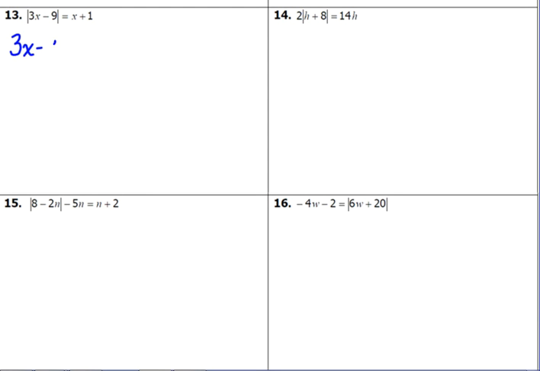So the first case is just like what we've previously been doing, okay? We just drop the absolute value bars and we keep everything the same. Now, for the second case, we have two terms on the right side. It's not just a constant, so when we change the sign, we need to change all the signs on the right side. Now, not all the signs in the problem, but all the signs on the right side. So we're going to set it equal to negative x minus 1.